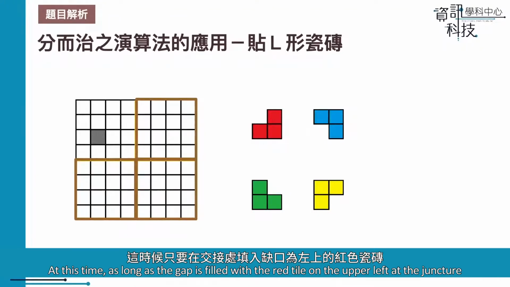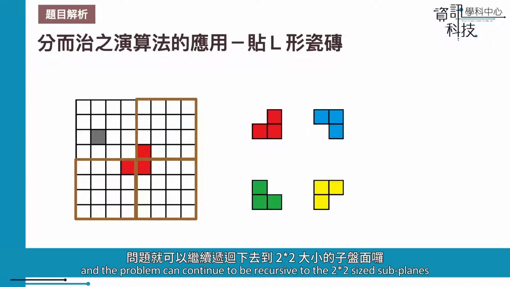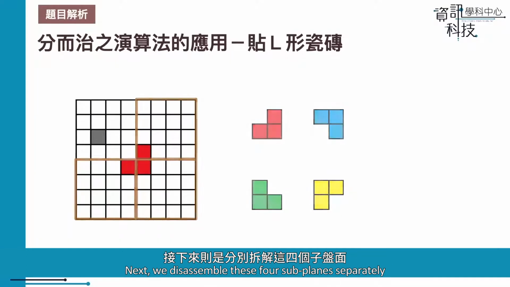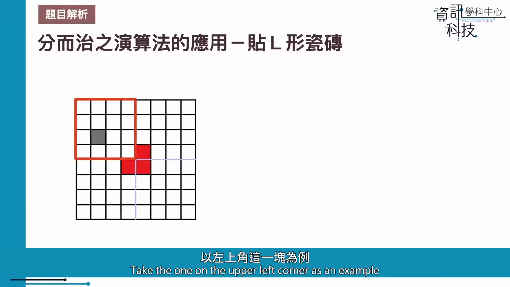At this time, as long as the gap is filled with the red tile on the upper left at the juncture, the 4 times 4 subplanes will each be filled up, and the problem can continue to be recursive to the 2 times 2 sized subplanes. Next, we will disassemble the 4 subplanes separately. Take the one on the upper left corner as an example.